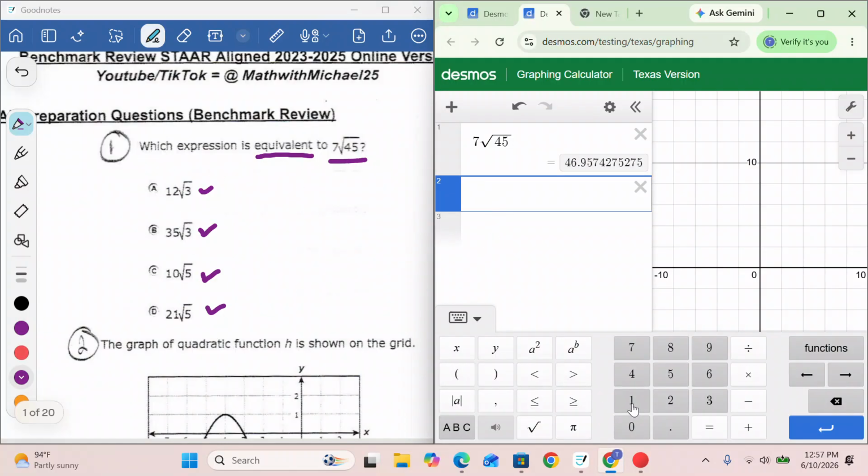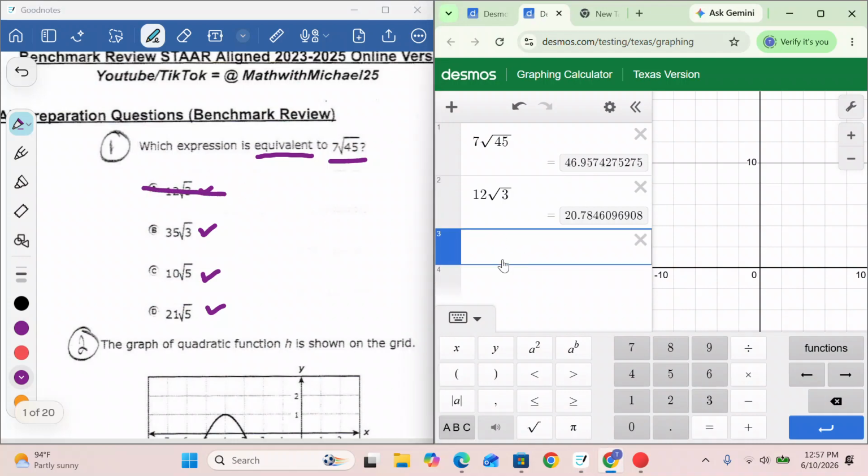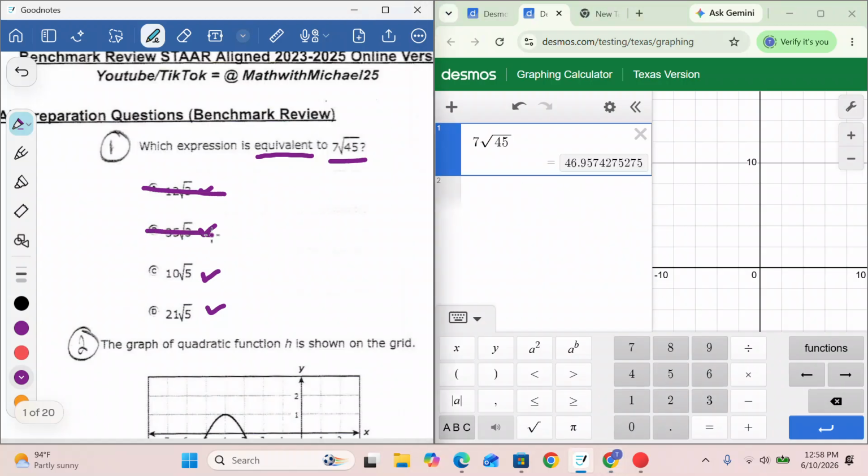So I'm gonna go ahead and put in 12 square roots of 3. Is that one equal? No. Then we're gonna put in the next one, 35 square roots of 3. 60, not equal to 46. If I don't want to put them all in there, I can just go one at a time. This one is not equal. I'm looking for something that's equal to 7 square roots of 45.